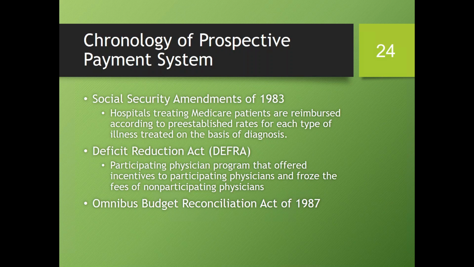The chronology of the prospective payment system. We have the Social Security amendments of 1983. Hospitals treating Medicare patients are reimbursed according to pre-established rates for each type of illness treated on the basis of diagnosis. Then we have DEFRA, the Deficit Reduction Act, participating physician program that offered incentives to participating physicians and froze the fees of non-participating physicians. Then the Omnibus Budget Reconciliation Act of 1987, which introduced the maximum allowable actual charge, known as the MAAC formula.